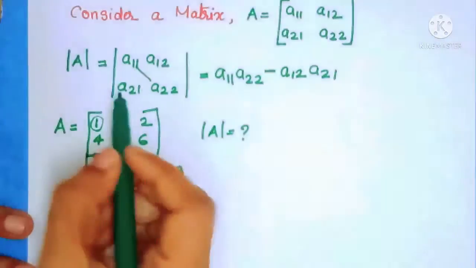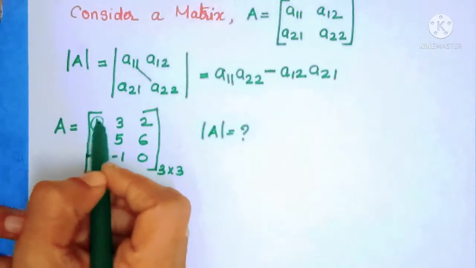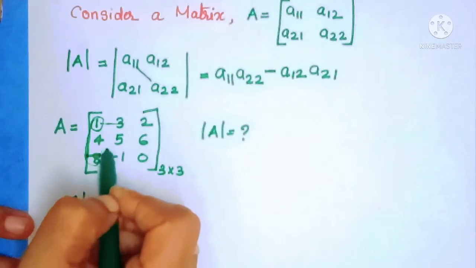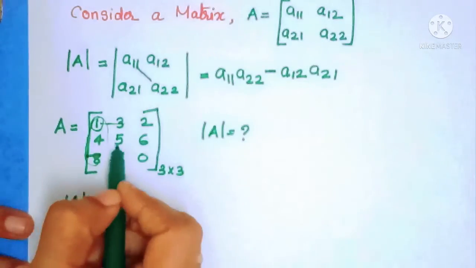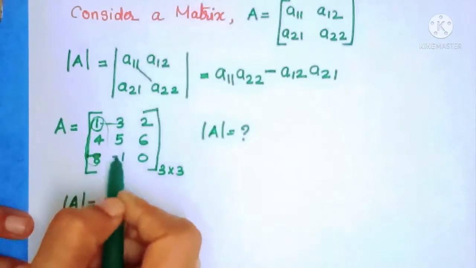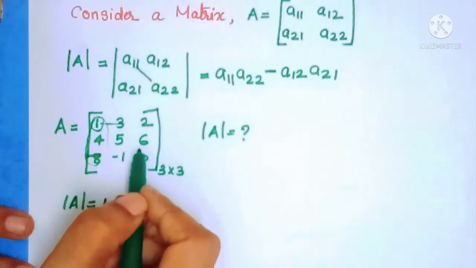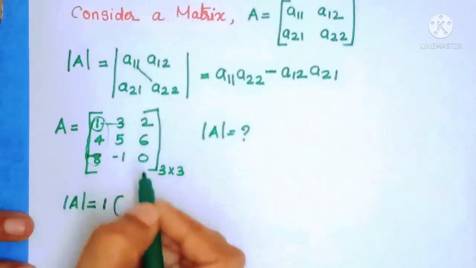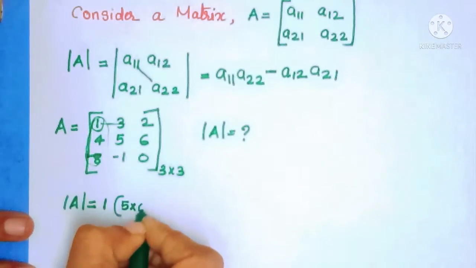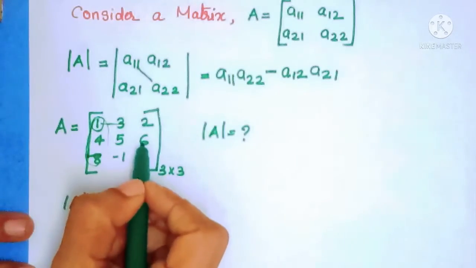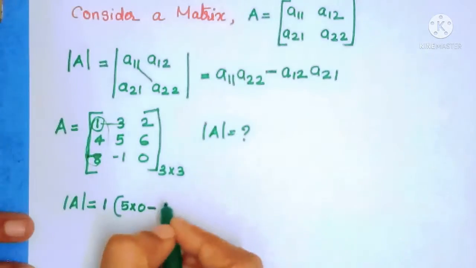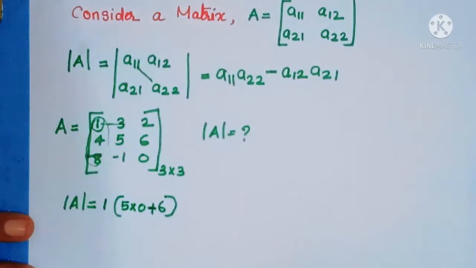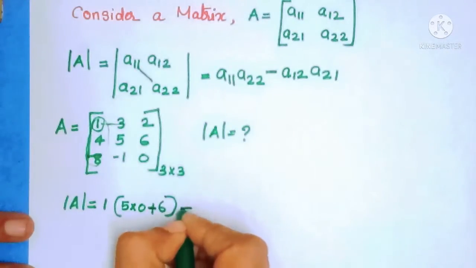Then into, avoid this row and avoid this column. Then what are the balance elements? The 4 element. Then find the determinant. That means 5 into 0. Multiply 5 into 0. Put a minus sign. Then 6 into minus 1, which is minus 6. So here minus plus. Close the bracket.